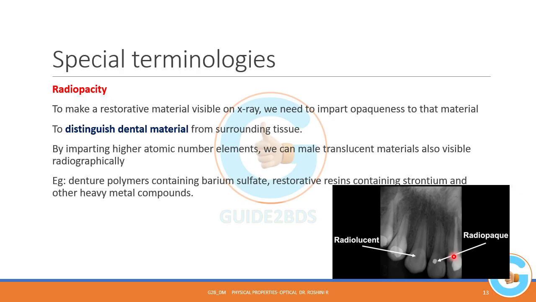You need to identify the restoration as well as natural tooth. Only then you can be able to make a clearer diagnosis whenever the patient is coming with a complaint after the restoration. So that inherent quality of the material to appear opaque under the radiograph by addition of these radiographic markers is called as radio opacity.